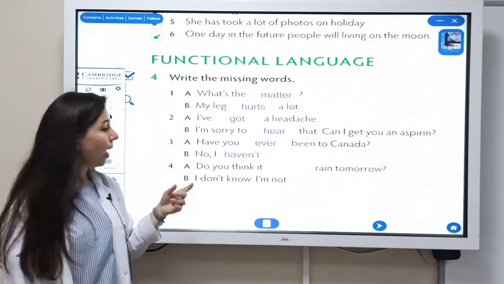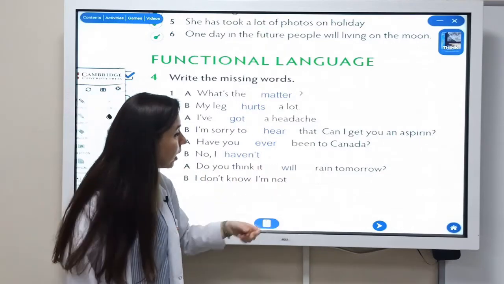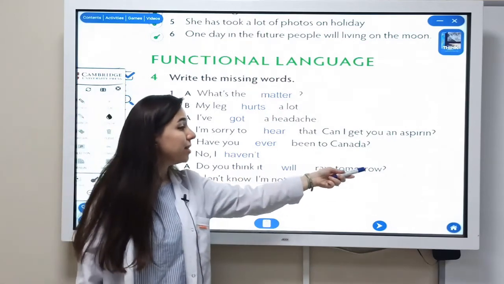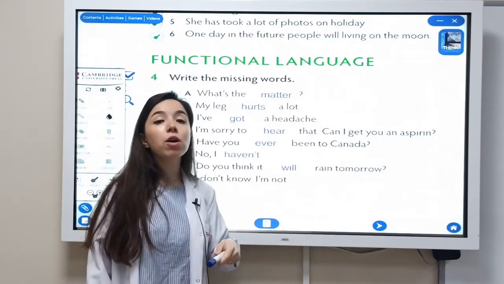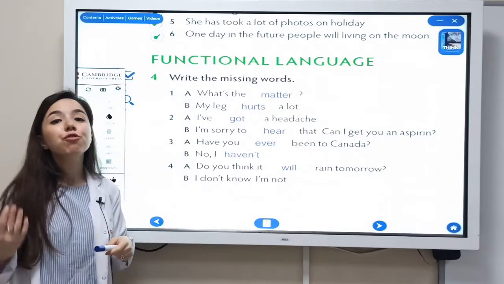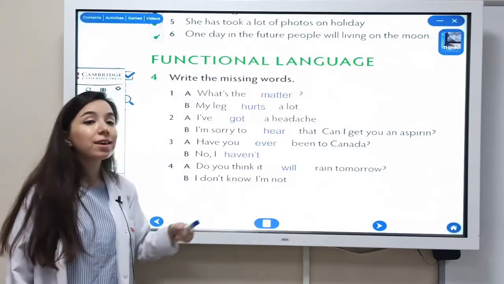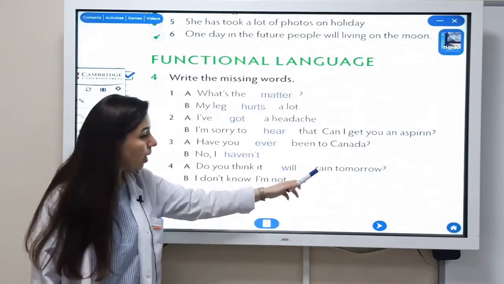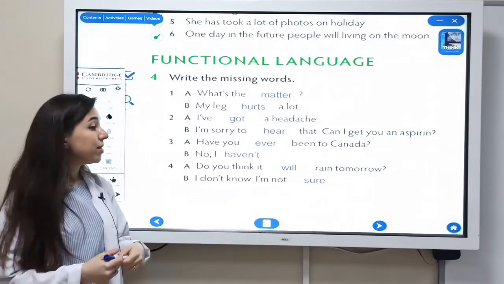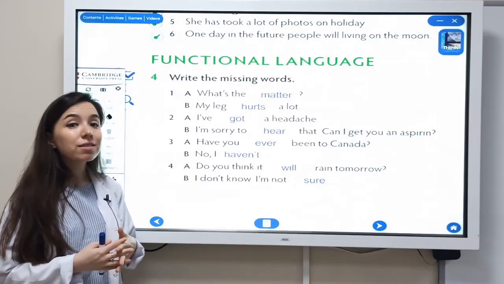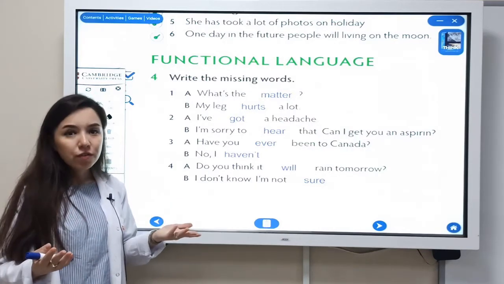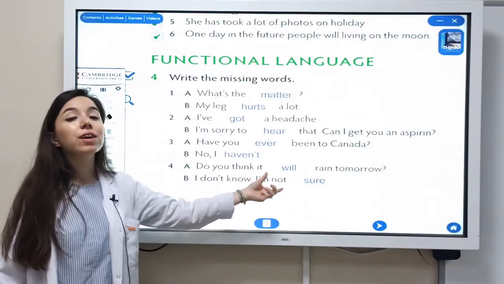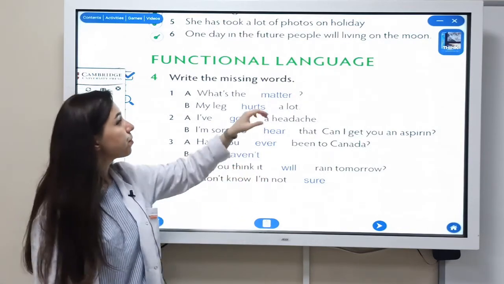No, I haven't. Do you think it will rain tomorrow? Because here it talks about tomorrow. Yes, it's like talking about the future, tomorrow. So we understand that here we need to use will for future tense. I don't know. I'm not sure. When we say I'm not sure, it means that something is maybe 50-50 going to happen. Maybe it's going to rain. Maybe it's not. So because of that, it said that I'm not sure.